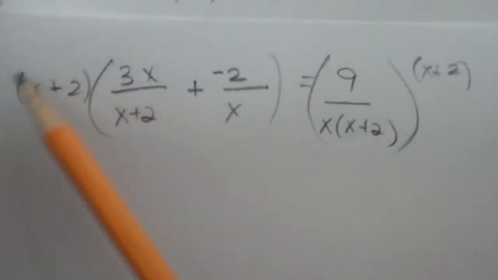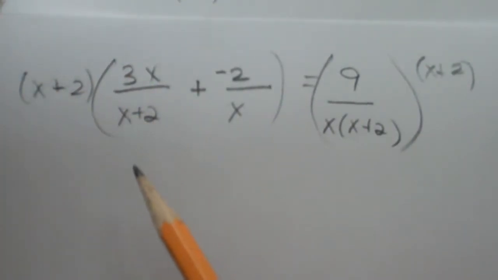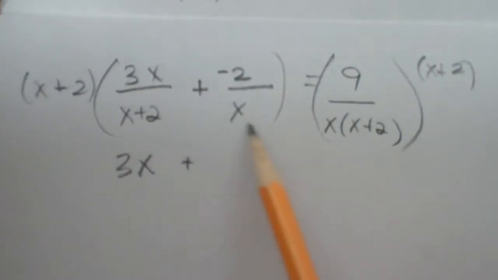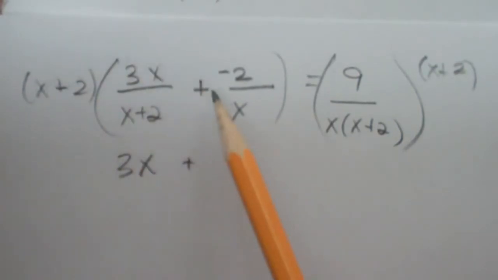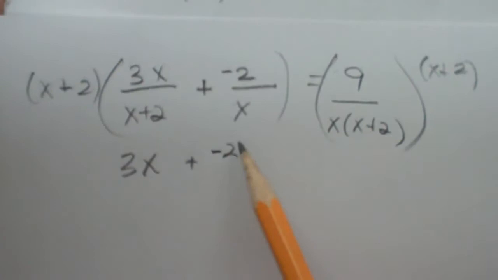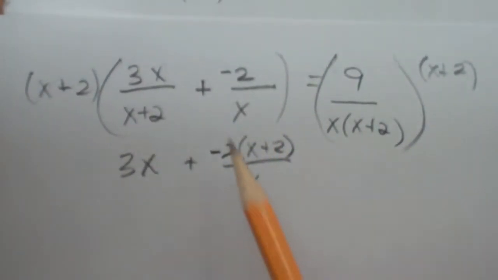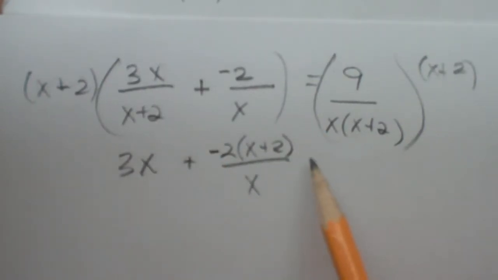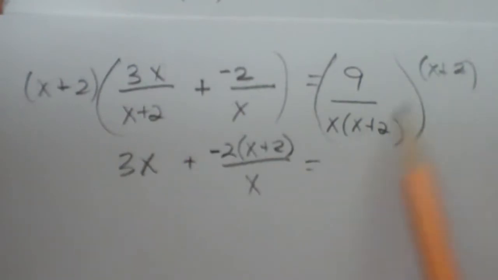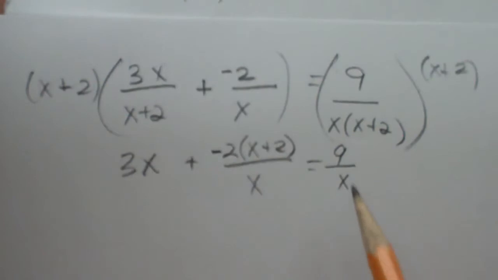Okay, when we multiply x plus 2 times 3x over x plus 2, those cancel out and we end up with just 3x plus. Now there is no x plus 2 down here, so when we multiply the x plus 2 times negative 2 over x, we end up with negative 2 times the quantity x plus 2 over that x. Nothing canceled out. Equals. There is an x plus 2 in this denominator, so these x plus 2's cancel out and we end up with 9 over x. Good.